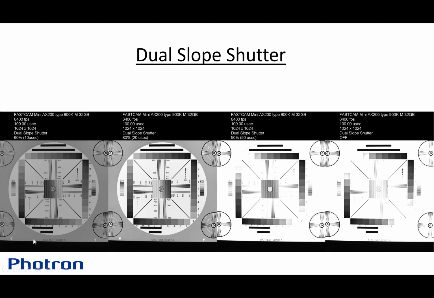This first image here on the left is dual slope shutter set at 90%, and that's actually a little bit dark. So probably the 80% in this example would be good. But just with this feature, you're able to go from an unusable image to a very usable image.